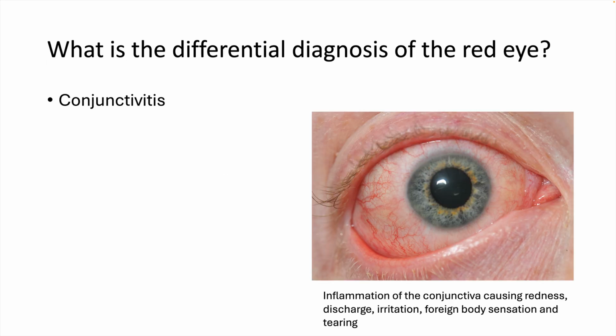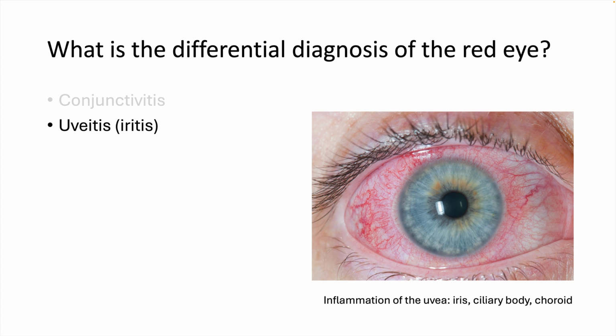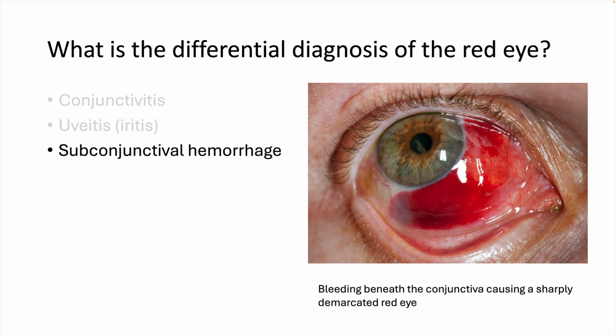Conjunctivitis is an inflammation of the conjunctiva which causes redness, discharge, irritation, foreign body sensation, and tearing. Uveitis, also called iritis, is defined as inflammation of the uvea, which is the iris, ciliary body, and the choroid, and causes a red eye, photophobia, and pain. Subconjunctival hemorrhage is bleeding, commonly traumatic, under the conjunctiva, causing a sharply demarcated area of redness of the eye.